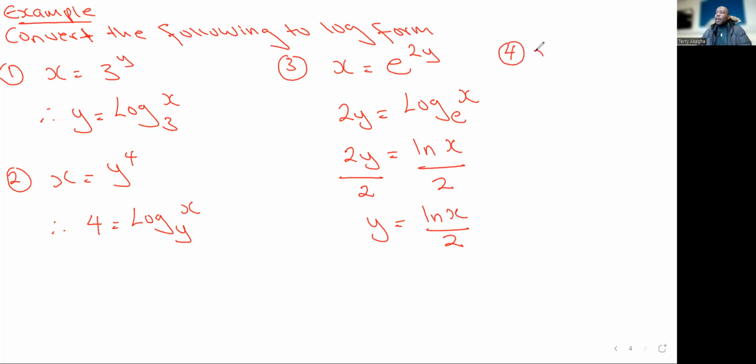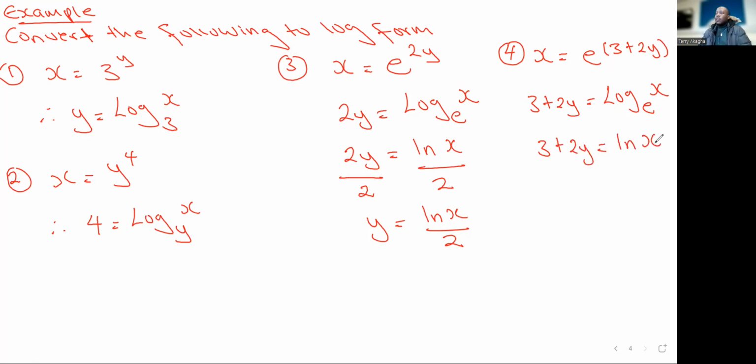So we can pick one more example. Let's say we have x is equal to the exponential, or let's say 3, okay? 3 plus 2y. The same principle. We know that 3 plus 2y is going to give us log e x. We know log e is the same thing as what? Ln, and that'll give you ln x.